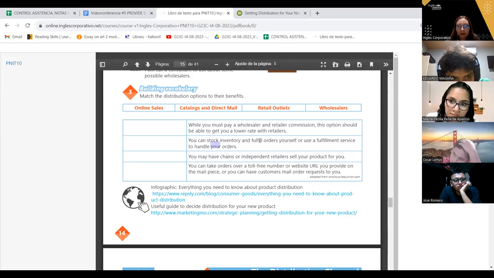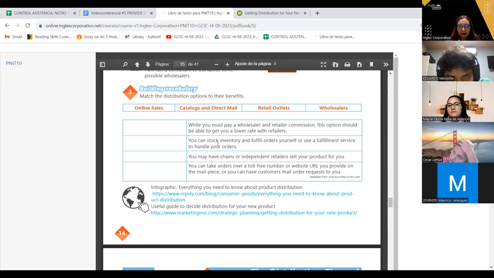You can stock inventory and fulfill orders yourself, or you can use a fulfillment service to handle your order. Who's selling? I think this one is online sale. Because sometimes when you sell online, for example on Amazon, if you are a seller and you receive the order, you can fulfill it. Fulfill means to complete the order, right? You can do it yourself, or you can pay Amazon and they will handle the order for you and you only receive the money. So yes, that's online sale.